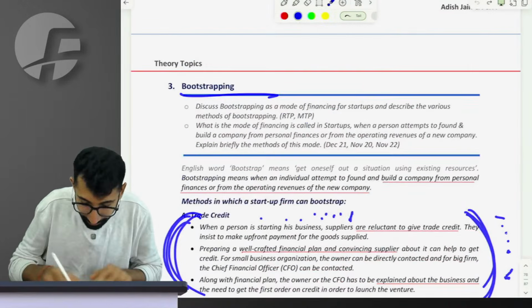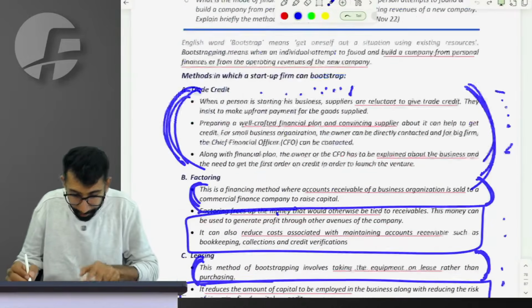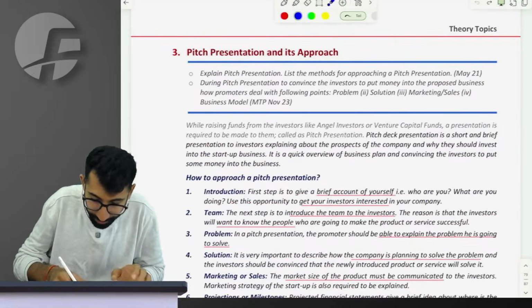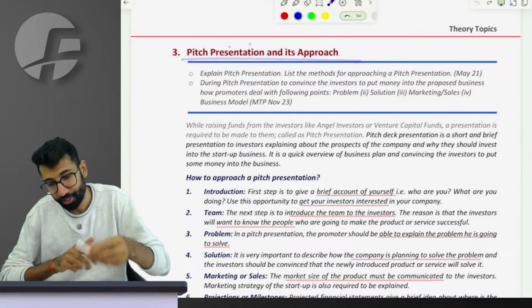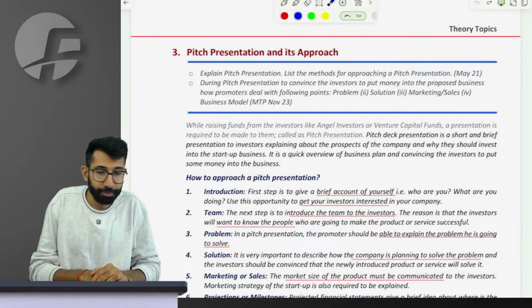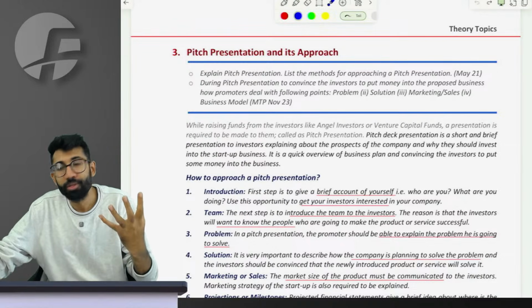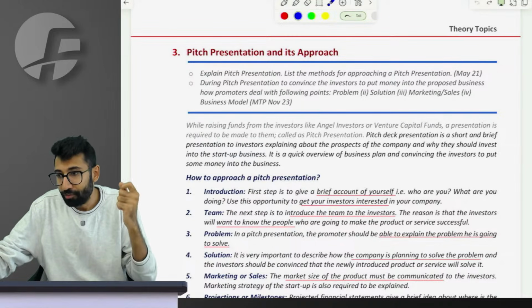Unfortunately, right? That was the modes of financing the business. The next topic is really interesting: pitch presentation and its approach. All of you have seen Shark Tank, where businesses come to present, where the individuals, the founders, come to present their business. We will talk about it.